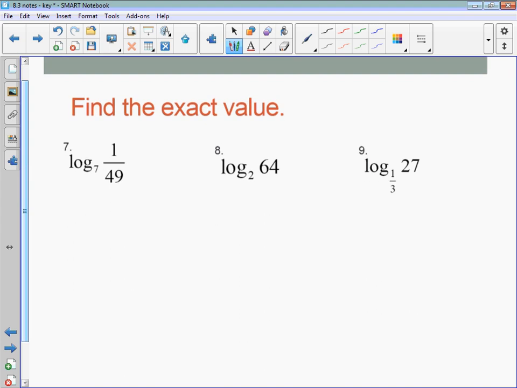All right, guys. So jot down 7, 8, and 9, and then I'll go through the first one with you, and we will go from there. This is all without a calculator. Yes.